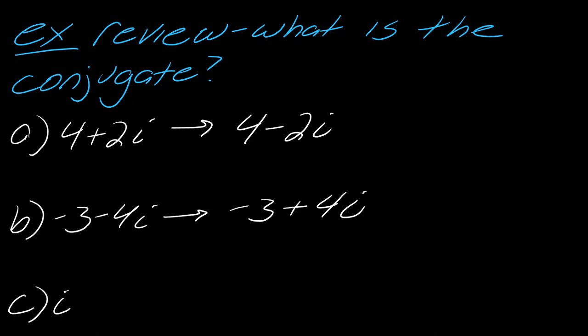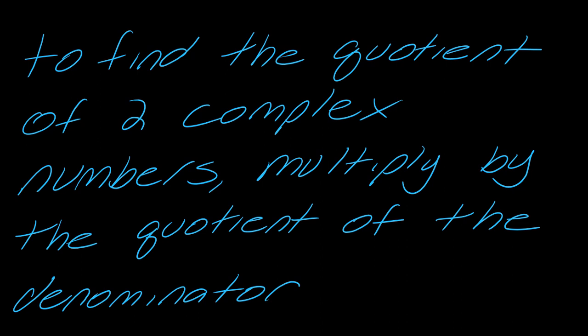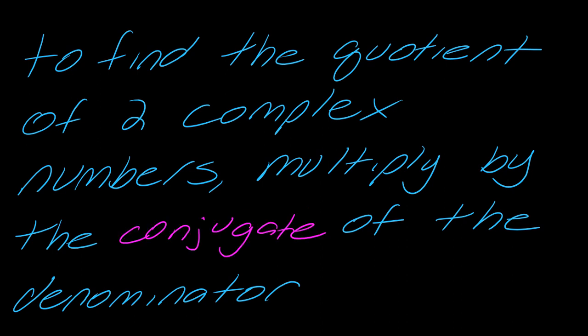And then for C here, I thought I'd throw a curveball in. You can actually view this as 0 plus i. So if I wanted to come up with the conjugate, the conjugate will be minus i. And why does this matter? Well, to find the quotient of two complex numbers, you need to multiply by the quotient of the denominator. Sorry, did I say quotient? I meant conjugate. Conjugate, my bad. Okay, so we'll keep going.